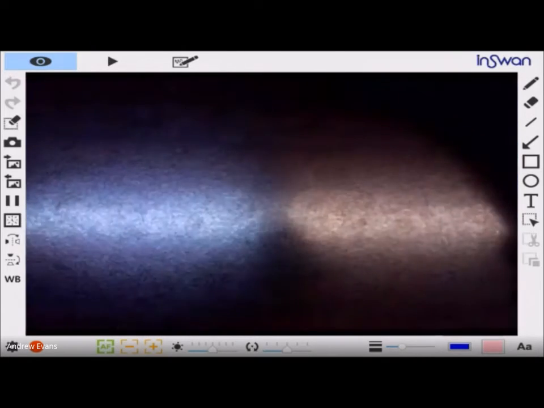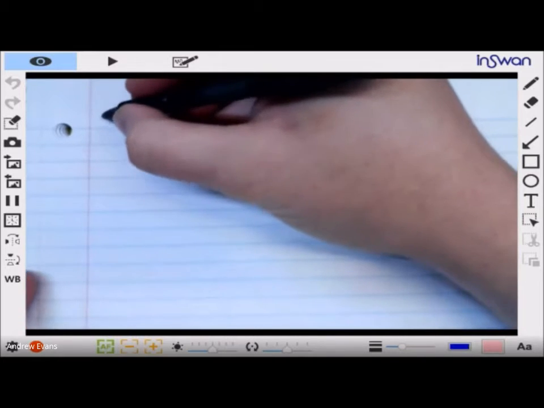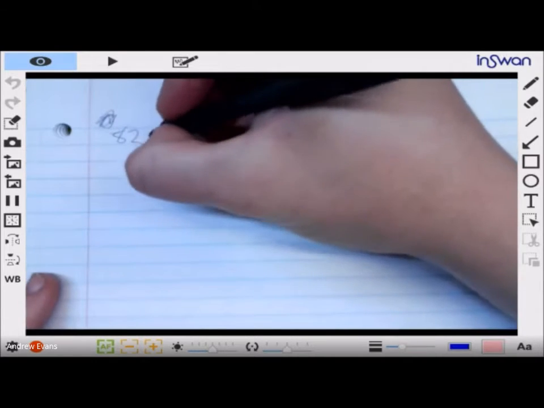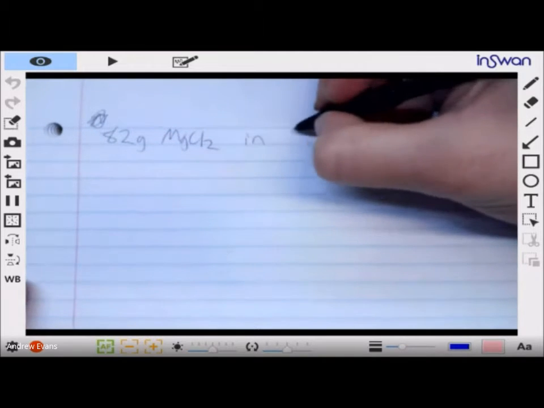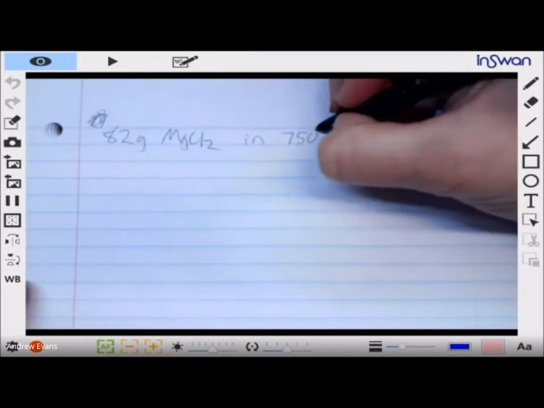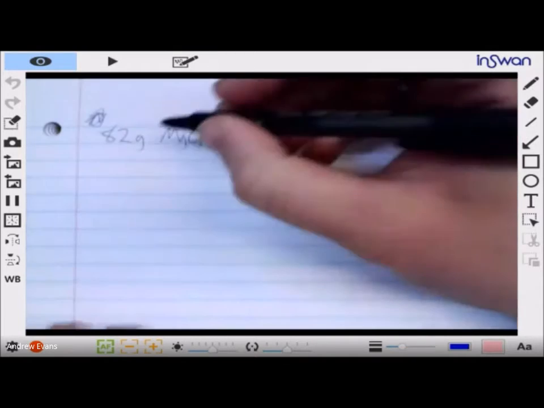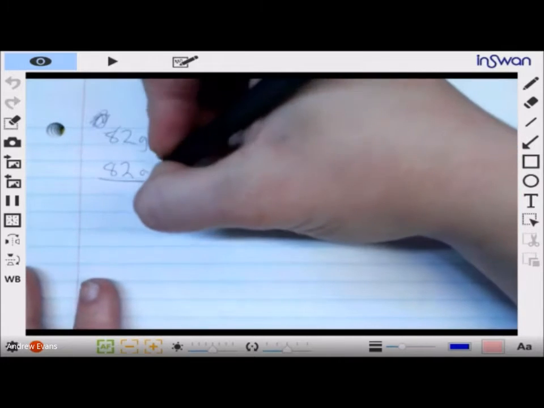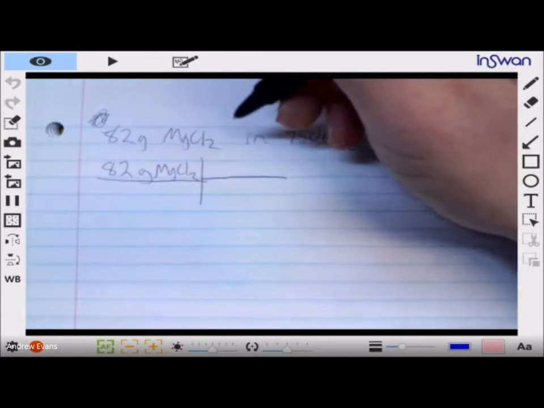So let's take a problem. What would the molarity be if I had 82 grams of magnesium chloride dissolved in 750 milliliters? What would the molarity be? The first step is always going to be getting our moles. So setting this up, 82 grams of magnesium chloride. We need to find the molarity of magnesium chloride.